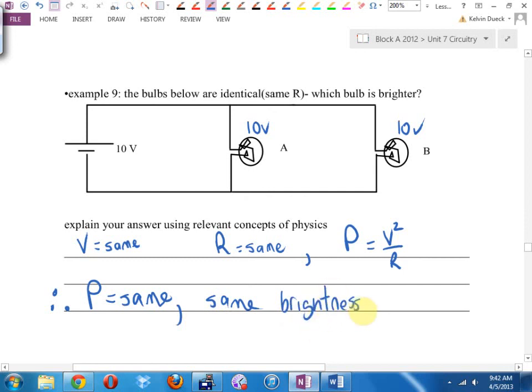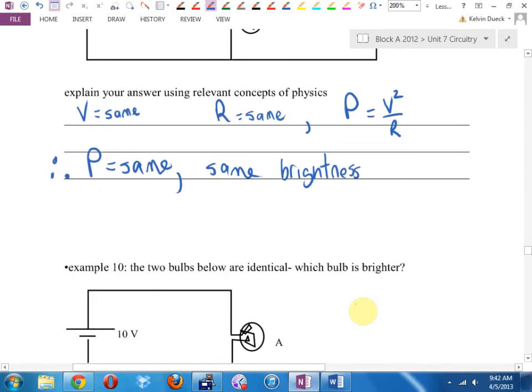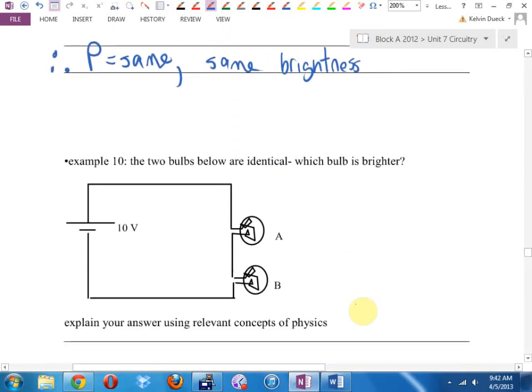If you hooked up two identical flashlight bulbs in what we call a parallel circuit to the same battery, they'd have the same brightness. What if instead of hooking them up in parallel, you hook them up in series, one after the other? Like this one.